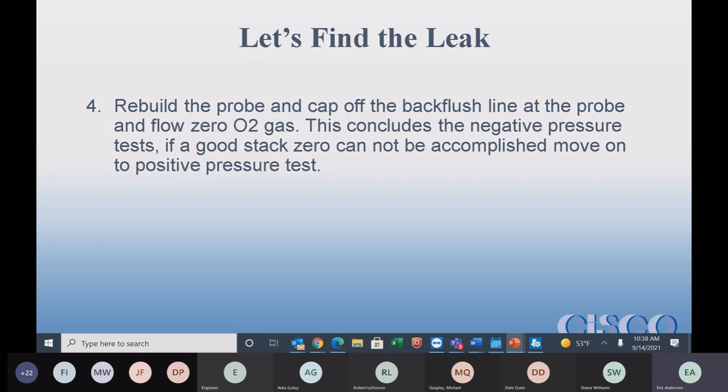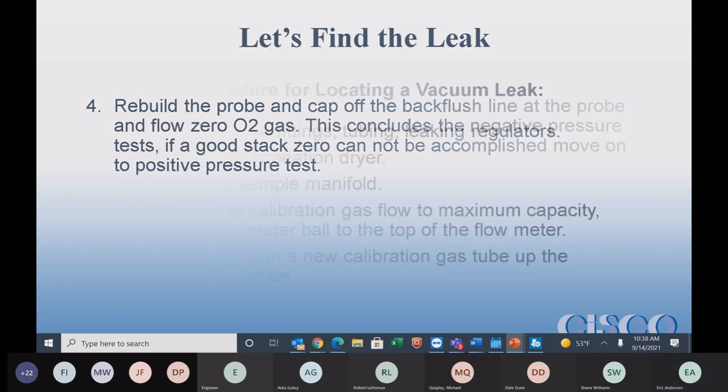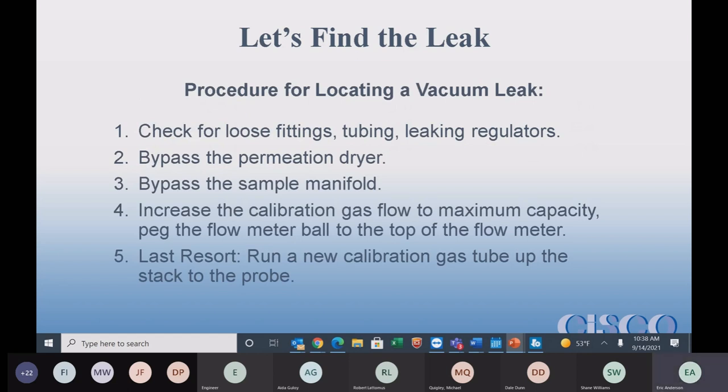If the stack zero is good or cannot be accomplished, we're going to move on to a positive pressure test. We're going to check all the fittings there, the tubings, and I think a lot of people have the tendency to over tighten these fittings, these quarter inch fittings, especially around the Teflon tubing that goes on the pump. A lot of times I've seen them over tightened there, and you can grab the tubing and shake it, pull it, and it'll pull right off, and there's your leak right there.